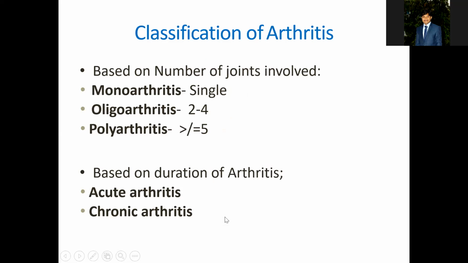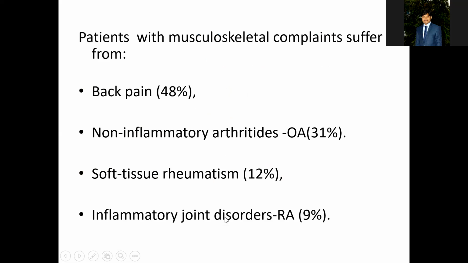Based on duration, arthritis is divided into acute and chronic arthritis, sir. Patients with musculoskeletal complaints are suffering mostly with back pain and with osteoarthritis in 31% of the cases. In soft tissue rheumatism like tenosynovitis, bursitis and tendinitis, the incidence is 9% only.